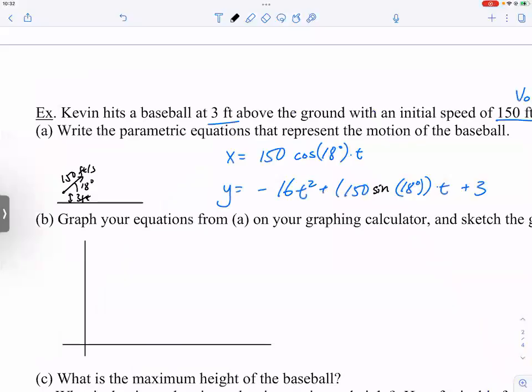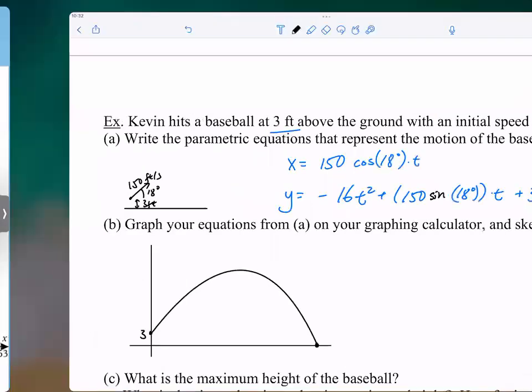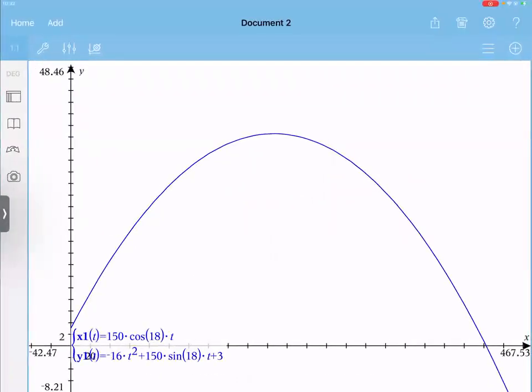I'm going to draw the graph. It starts from 3, and then it's going to hit right here. So that's how you input your equations into the calculator.